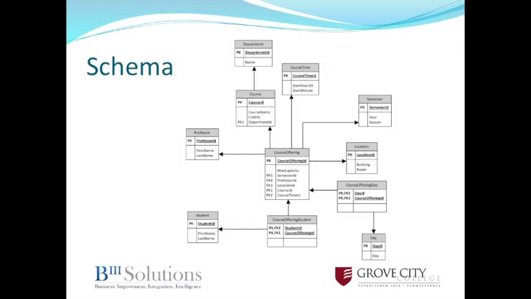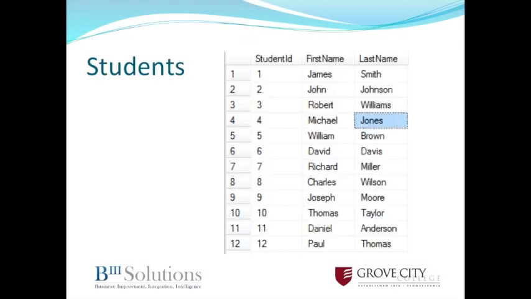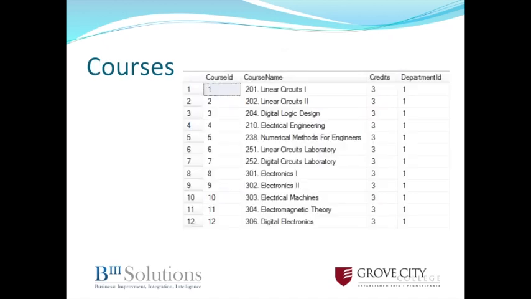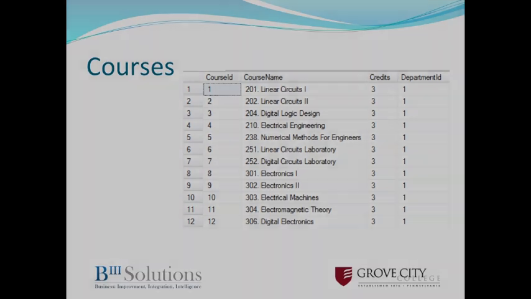There's a picture of the schema there. And let's just look at the data we have real quick. Here's a student table. It's got a primary key in there. It's got a column for first and last name. We've got a professor's table. It also has a primary key, a first and a last name. There's a bunch of professors in there, including Professor Chaos. We've got a courses table as well that has some additional information.